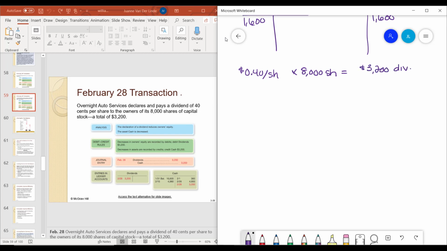So it says they declared and paid. We'll get later in chapter 4 into the other situations, but here we declare and pay. So dividends are going up, right?